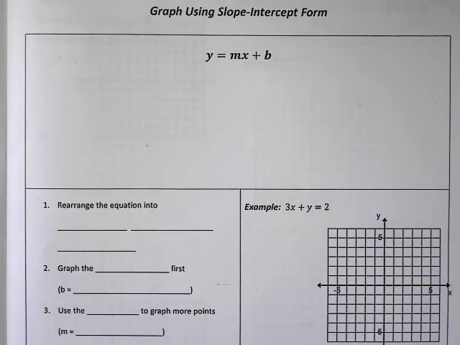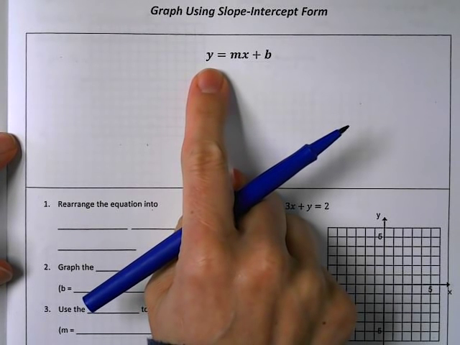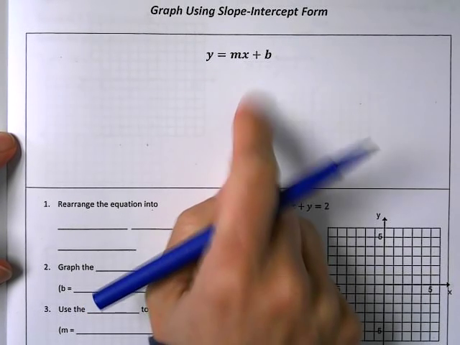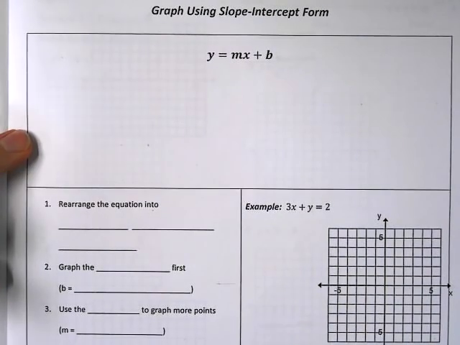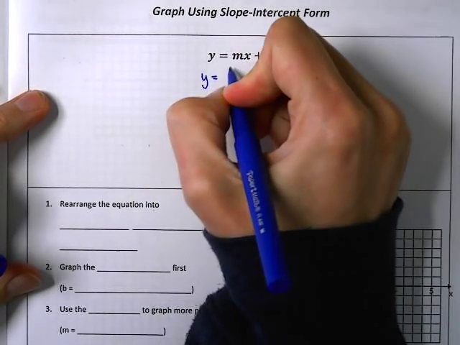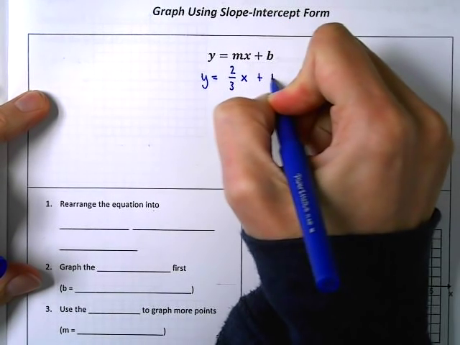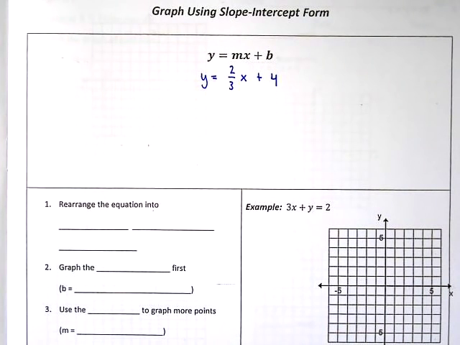So let's look at an example of slope-intercept form and then talk about how this is going to help us graph linear equations. First thing I'm going to do here is I'm going to write an equation. We know slope-intercept form is y equals mx plus b. So that's the general form. Now, an example might be y equals, let's say, 2/3 x plus 4. And let's look at those parts.